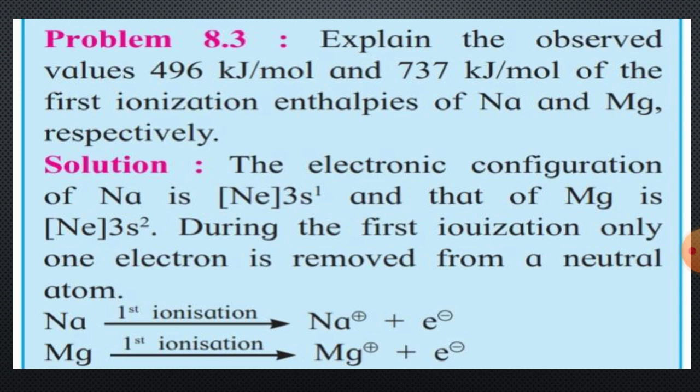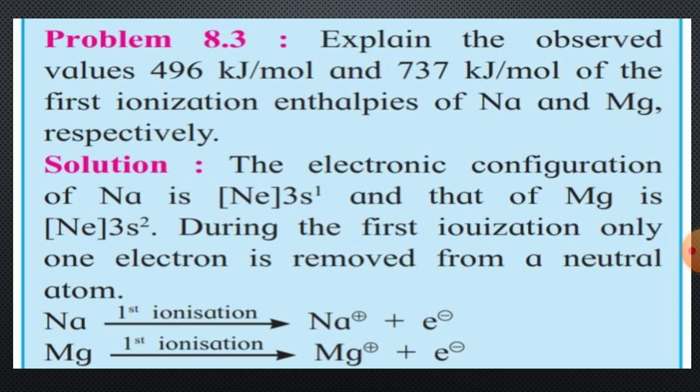Okay, so what is ionization enthalpy? The amount of energy required to liberate the most loosely bonded electron from an isolated gaseous atom. What is first ionization enthalpy? The first ionization enthalpy is nothing but the energy to liberate the first electron from an isolated gaseous atom. Here the values for first ionization enthalpy of sodium and magnesium have been given. So let's see the solution.